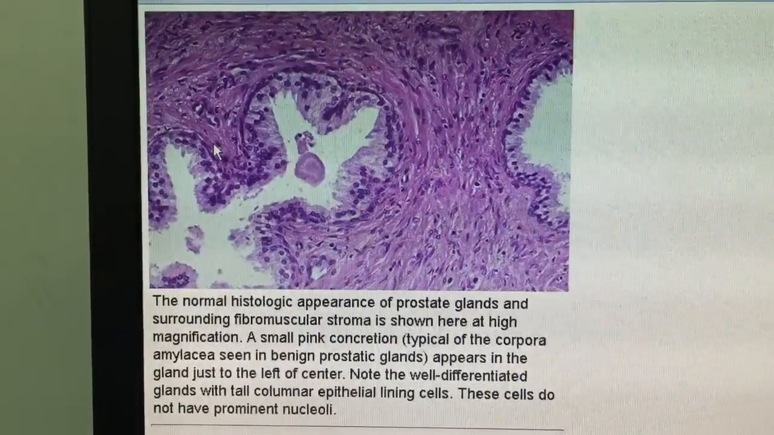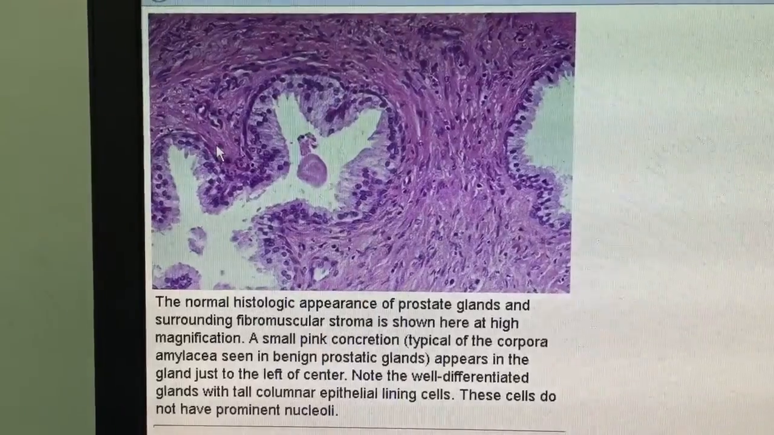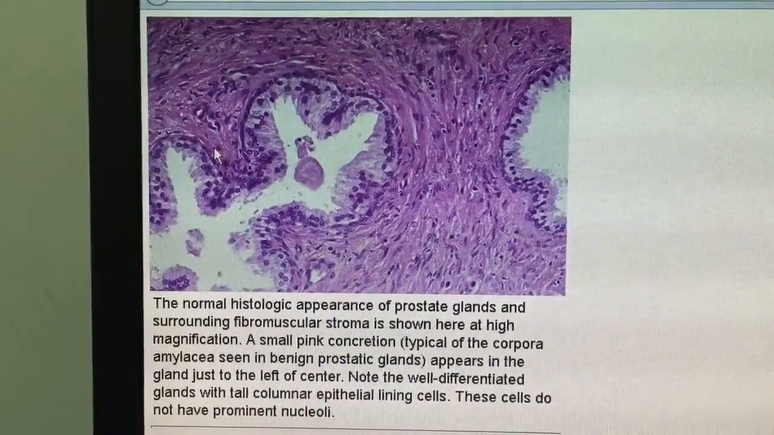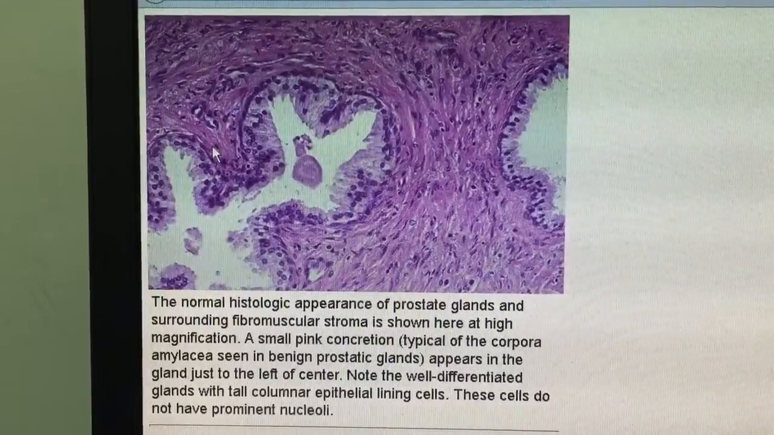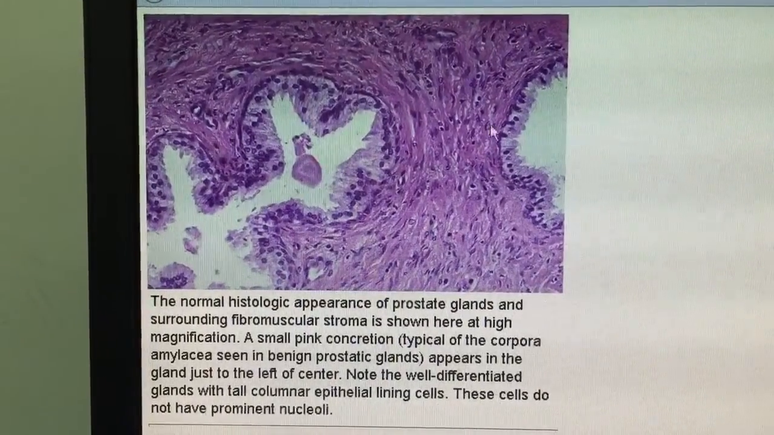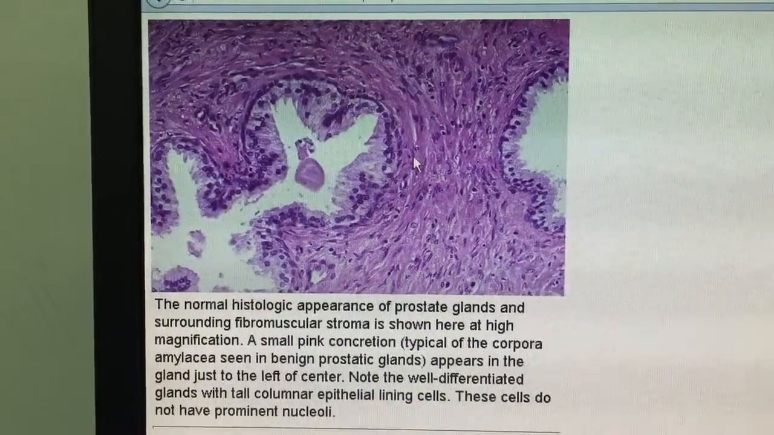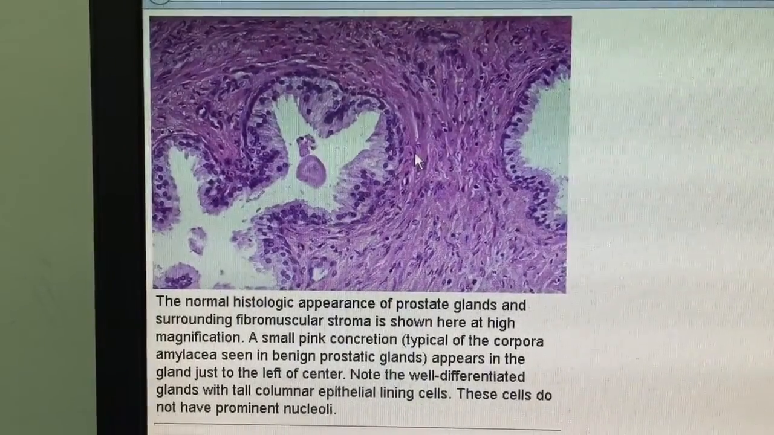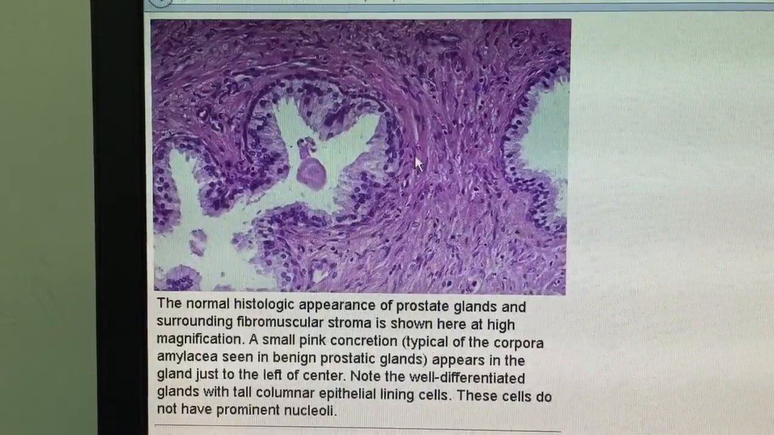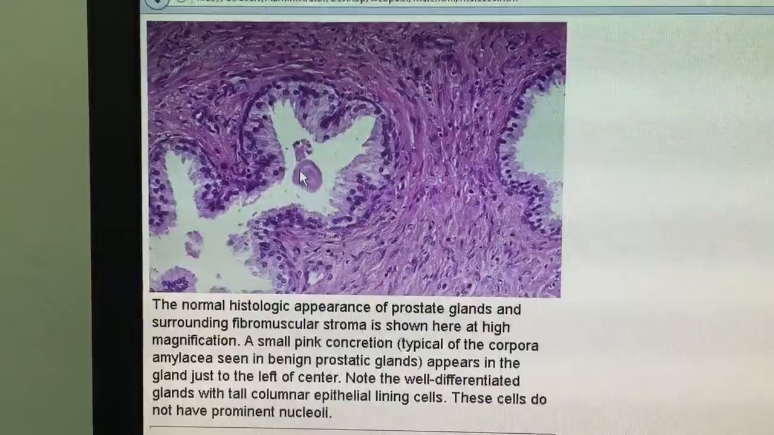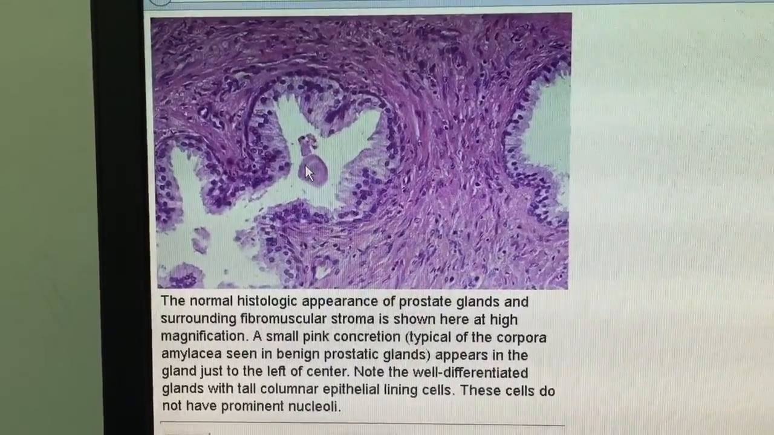The presence of the myoepithelial layer indicates this is benign, because one of the first signs of malignancy is loss of the myoepithelial layer. Also, the presence of the intervening stroma is good and indicates a benign condition, not a malignant one. This is the normal, and the bluish thing is the corpora amylacea, which are secretions within the prostate.